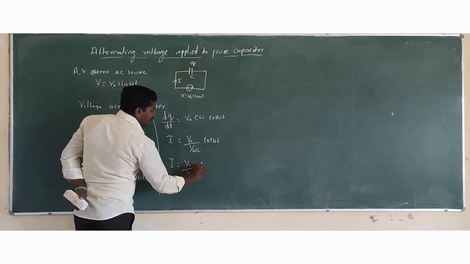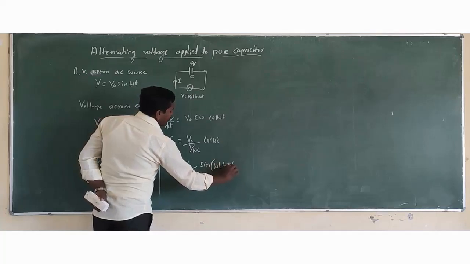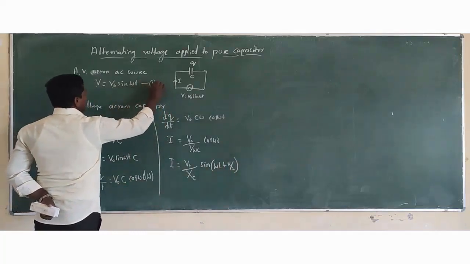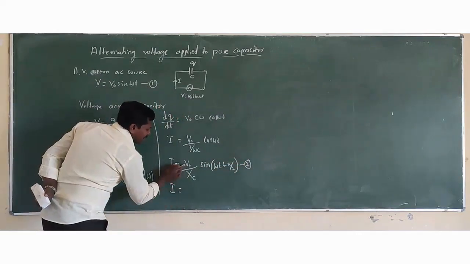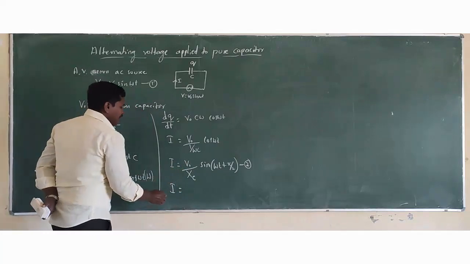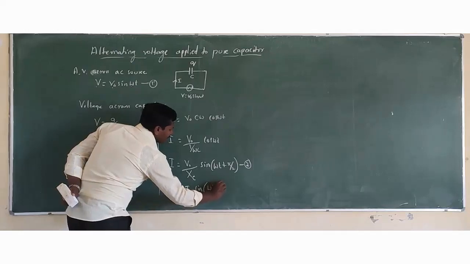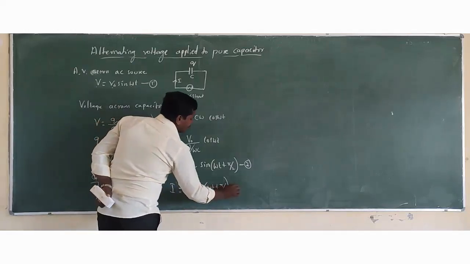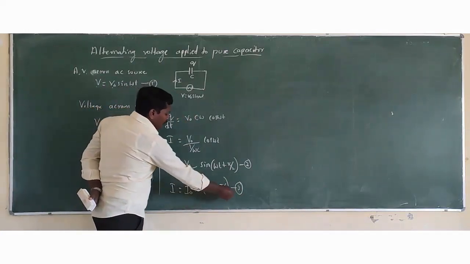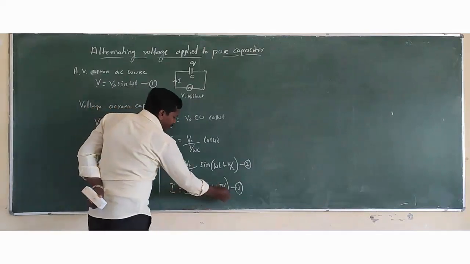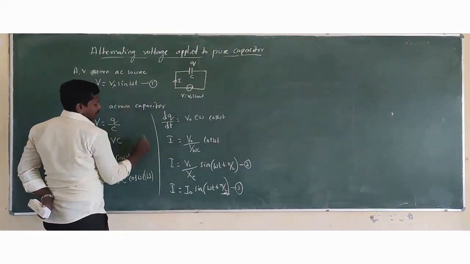Cos of omega t can be represented by sine of omega t plus pi by 2. Let us consider this as equation number 1, and this represents equation number 2. Instead of V naught divided by chi C, we can write I naught sine of omega t plus pi by 2. Let us consider this as equation number 3. Now compare equations 1 and 3. We are going to observe there is an extra term, pi by 2, that represents the phase difference between voltage and current.